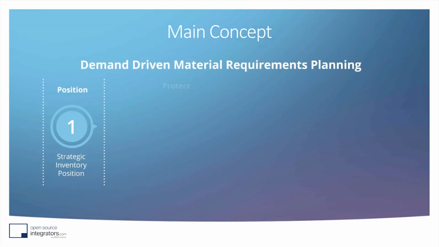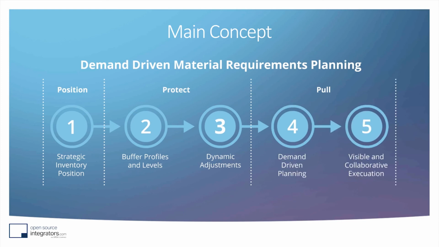So as I said, the first step of DDMRP is positioning. Where should you put your buffer in the supply network or within your supply chain? The second step is how to compute the buffer profiles and how to define those three zones, the red, yellow, and green zone. The third step, within the phase of protection, is how to set buffer adjustments so that the buffer gets dynamically updated. And that's basically the end of the configuration part here.